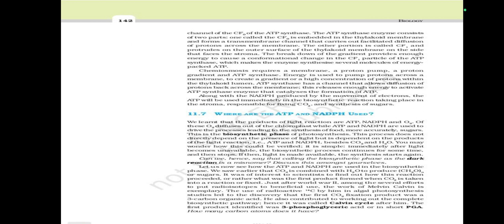The use of radioactive C14 by him in algal photosynthesis studies led to the discovery that the first CO2 fixation product was a 3 carbon organic acid. He also contributed to working out the complete biosynthetic pathway, hence it was called the Calvin cycle. The first product identified was 3-phosphoglyceric acid, or in short PGA. How many carbon atoms does it have?